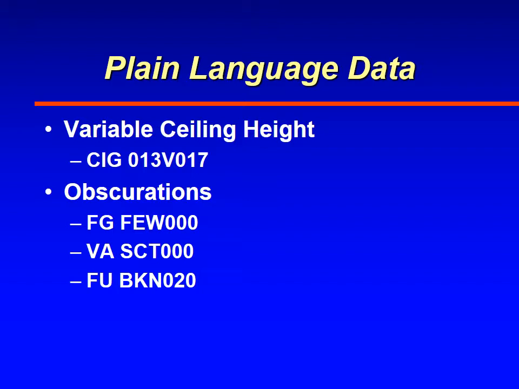And then obscurations are not reported as much anymore, but they can put those in. That's if the sky is hidden by some obscuring phenomena such as fog, volcanic ash, or smoke. And they'll tell you how much of the sky is covered using the contractions few, scattered, broken, or overcast. And then they'll tell you the base of the obscuration. If it's 000, it means it's touching the ground. In this case, the last one, smoke, is broken at 2,000, so smoke is above the ground.